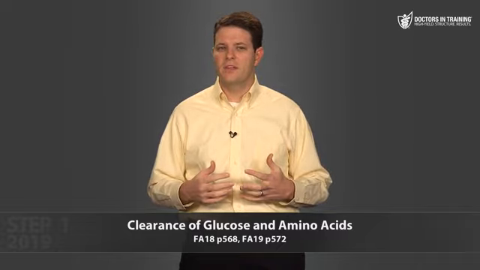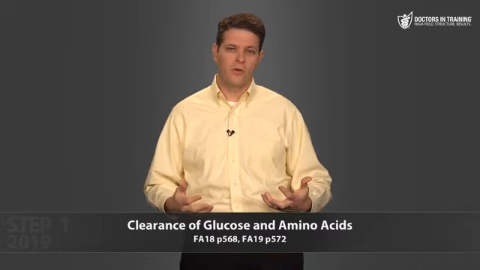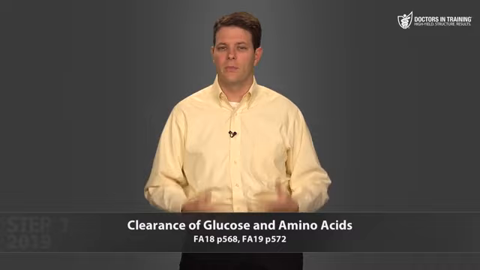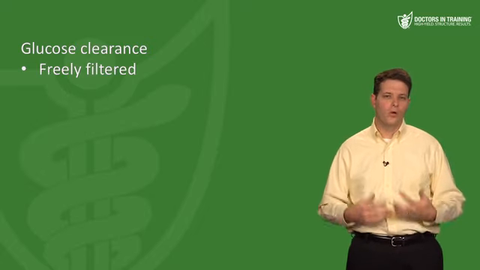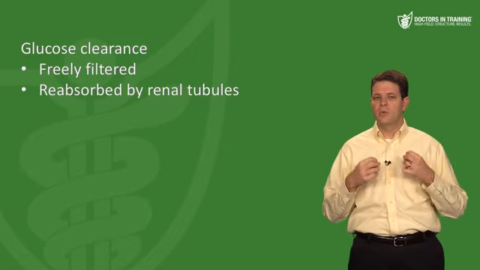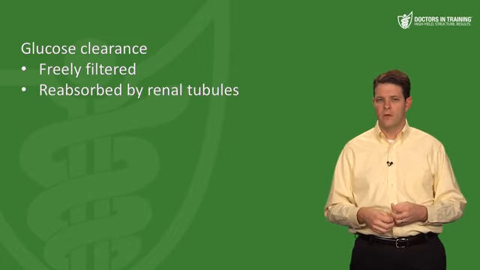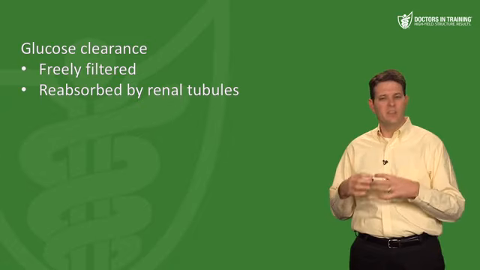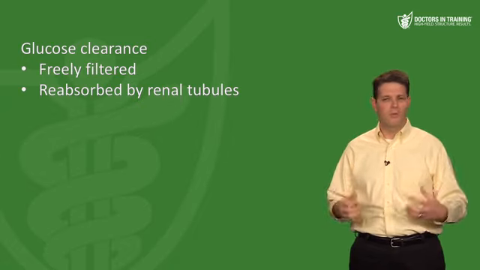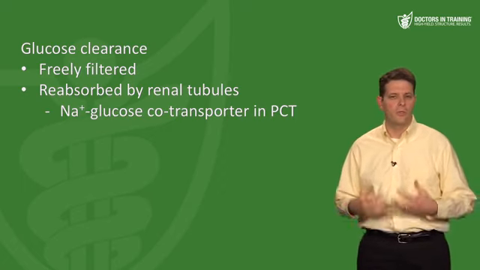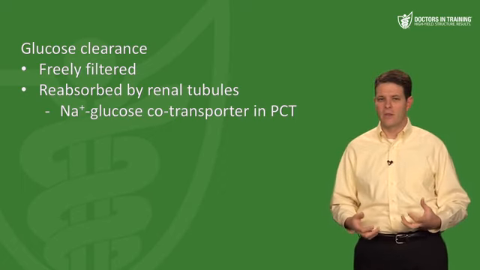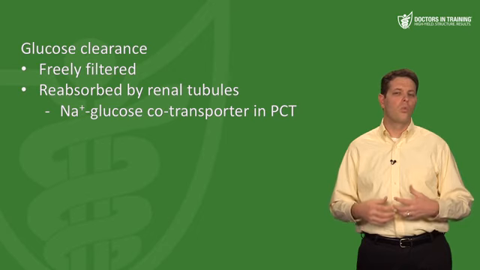Then what about the clearance of things that your body doesn't want to excrete, that it would prefer to hold on to, like glucose or amino acids? Well, both glucose and amino acids are freely filtered, so in order to hold on to them, they have to be reabsorbed by the renal tubules. As long as the plasma glucose stays in the normal range, your kidneys are perfectly capable of reabsorbing all of that filtered glucose. There's a sodium glucose cotransporter in the proximal convoluted tubules that takes care of this. So the proximal tubules are the workhorses of the nephron.